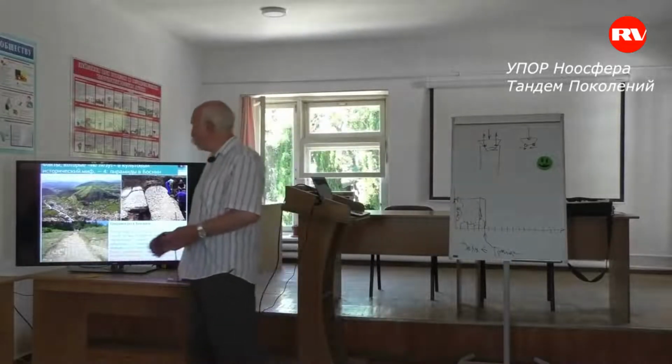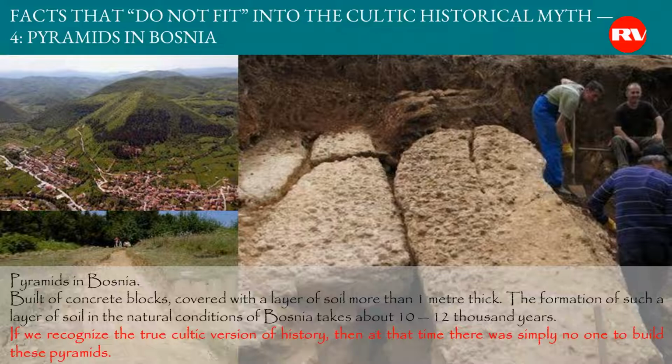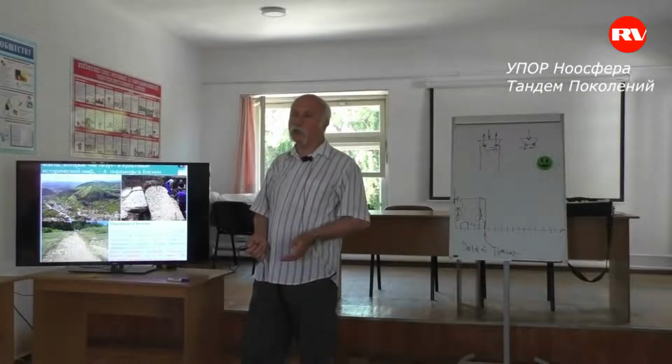Bosnia. Here there are also pyramids. The pyramids are assembled from concrete blocks. The roads near the pyramid are also made of concrete blocks. The pyramids are covered with a layer of soil about a meter thick, sometimes more. For the formation of a layer of soil of this thickness in the conditions of the Mediterranean, according to soil scientists, from 10 to 15,000 years are required. According to the official version of history, in those days there was no one to build these pyramids.